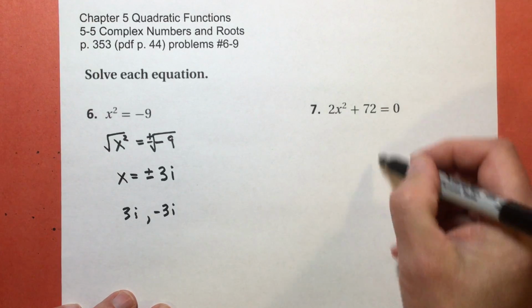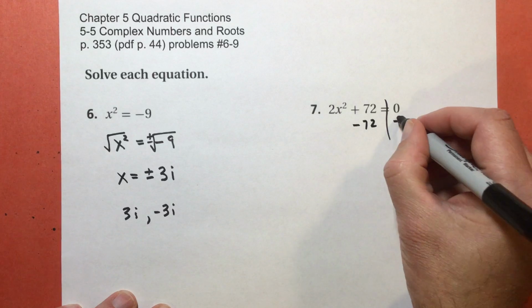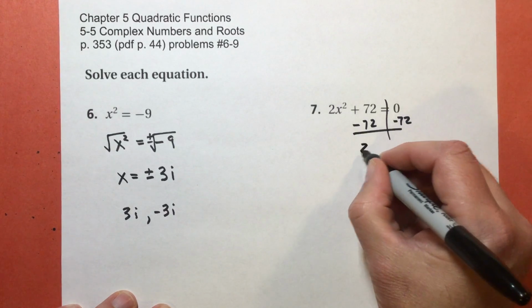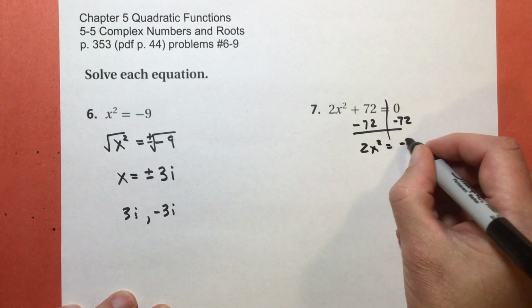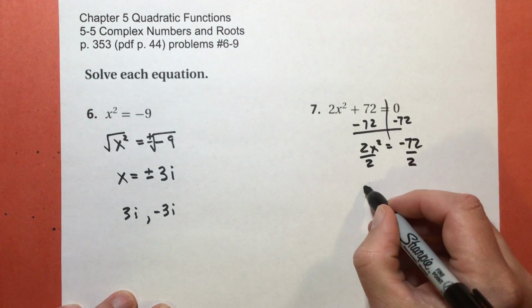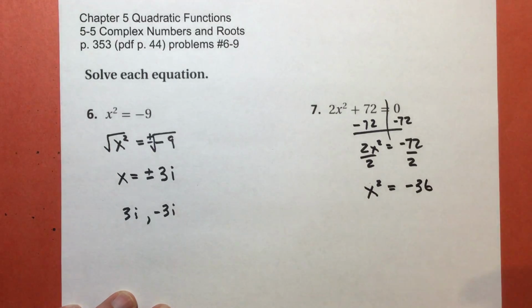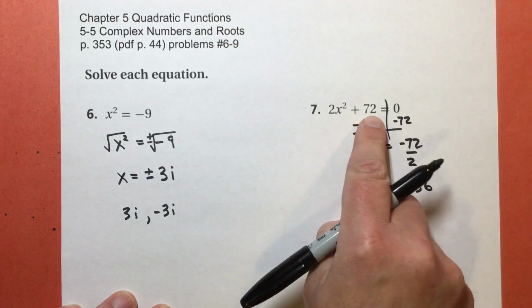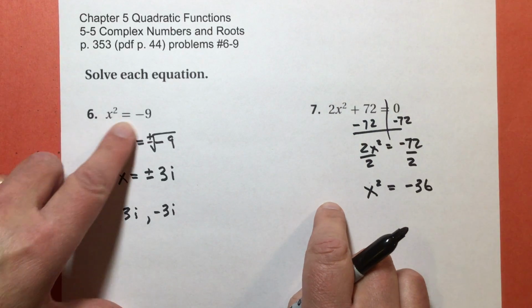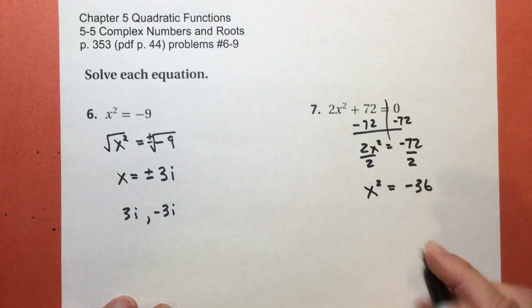Number 7, I do need to work backwards a little bit. I'm going to add -72 to both sides. 2x squared equals -72. And then I'm going to divide by 2. And I get x squared equals -36. So I had a little bit of extra stuff along here, which gets me into something like this. Last time it was -9, now it's -36.